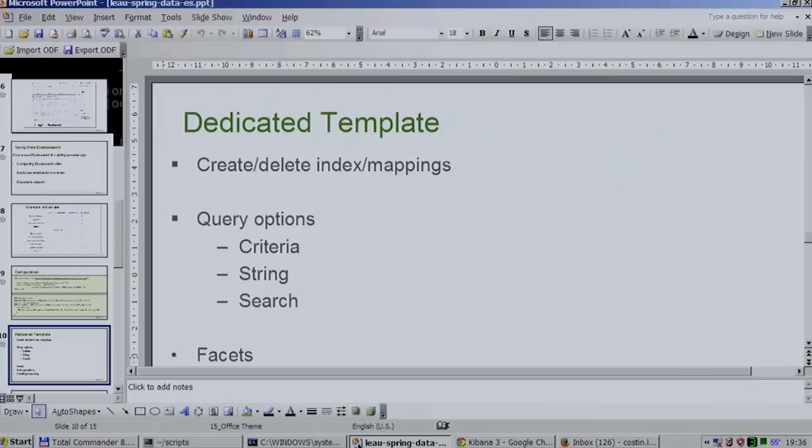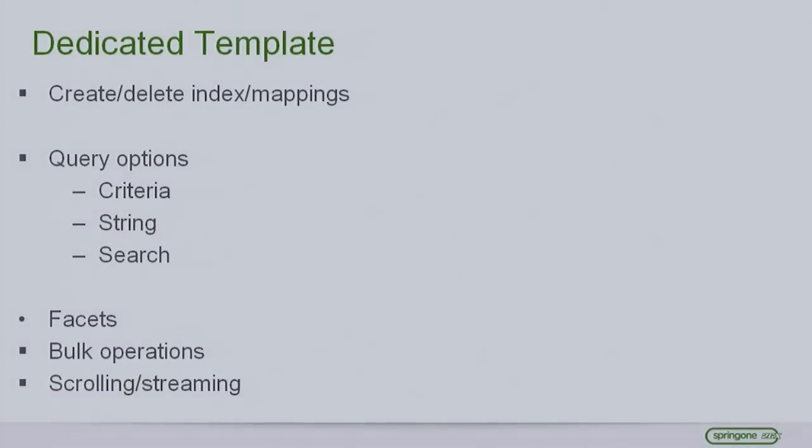So we try to support all of these queries in different ways in Spring Data Elasticsearch. So you'll have criteria, which allows you to build the query itself. We have strings, so you can literally just pass in the URI or the query DSL. And we have what we call search. And this is useful when you want to do things like faceting.